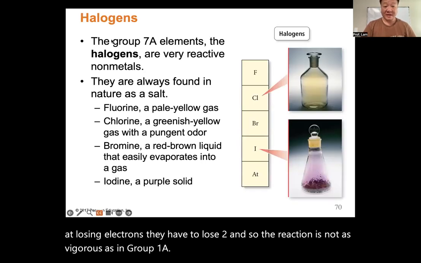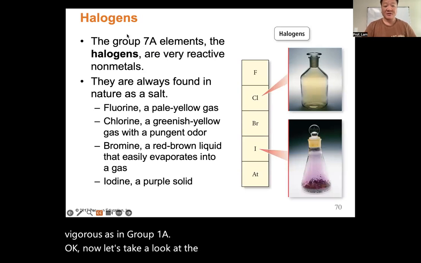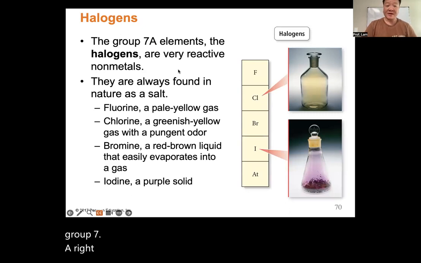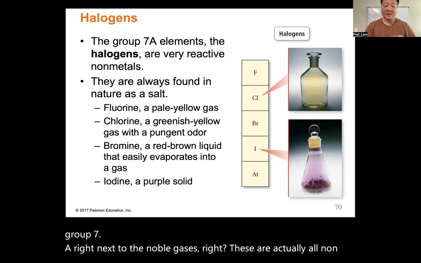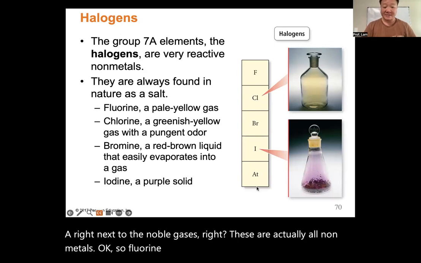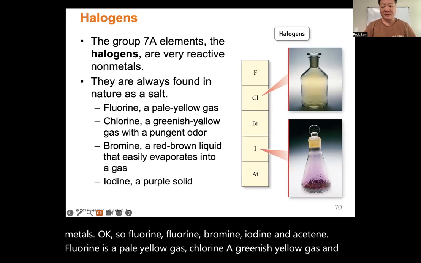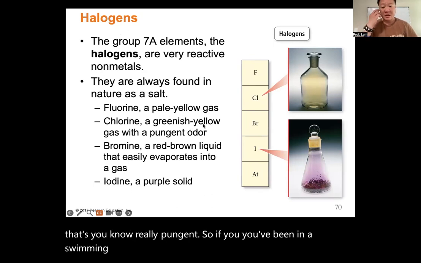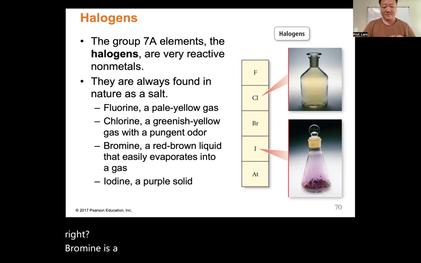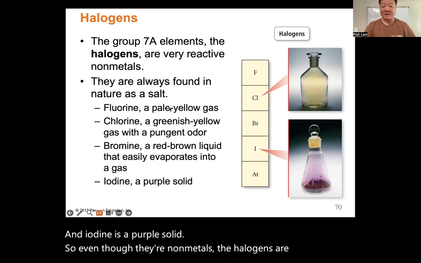Okay, now let's take a look at the halogens, right? So the halogens, group 7A, right next to the noble gases, right? These are actually all nonmetals. Okay, so fluorine, chlorine, bromine, iodine, and astatine. Fluorine is a pale yellow gas. Chlorine, a greenish yellow gas that's really pungent. So if you've been in a swimming pool that's treated with chlorine, you can smell that, right? Bromine is a liquid, and iodine is a purple solid. So even though they're nonmetals, the halogens are quite varied, right, as far as states of matter.